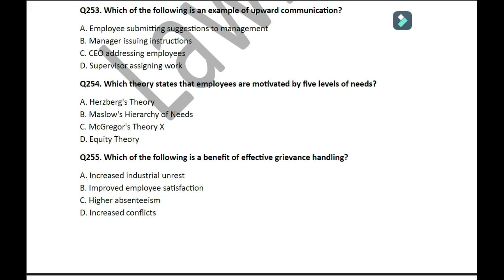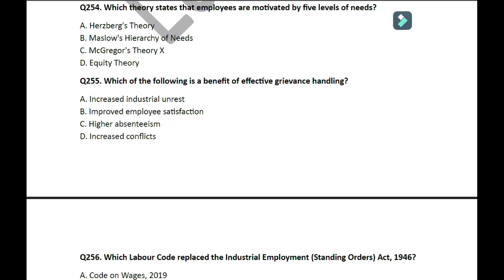So move on to the next question, question number 253. Which of the following is an example of upward communication? So here the correct answer is employee submitting suggestion to the management. Move on to the next question, question number 254. Which theory states that employees are motivated by 5 levels of needs? So here the correct theory is Maslow's hierarchy of needs.